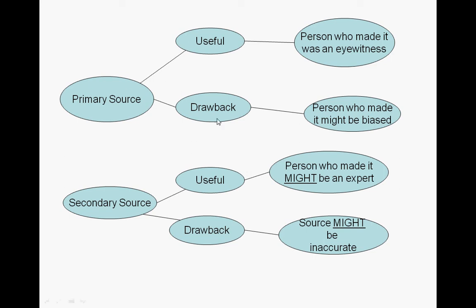So there's a couple of reasons that a source might be useful and a disadvantage or drawbacks of the source. A lot of it is you thinking yourself. In other words, who made this? Was the person an eyewitness who was there at the time, or were they an expert? And then what is the person saying, or what is the source saying? Are they saying something that's biased, or are they saying something that's inaccurate?